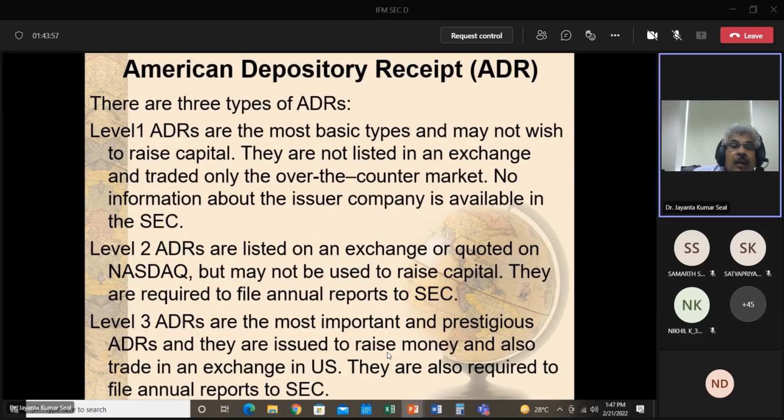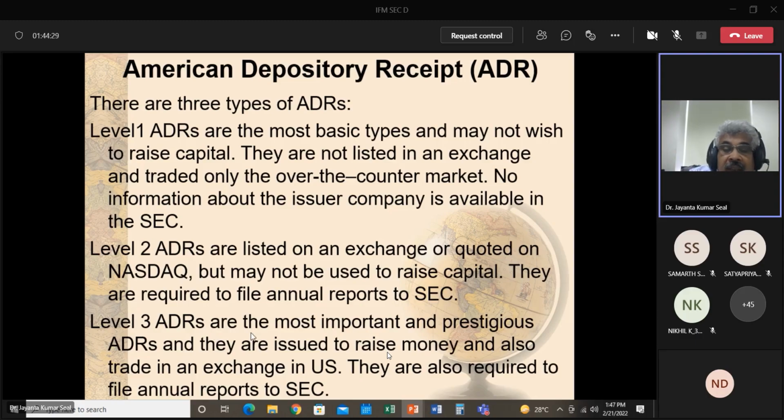Level 1 ADRs, you just list your shares, you do not issue. They are the most basic type and may not wish to raise capital. They are not listed on an exchange and are traded only in the over the counter market. No information about the issuer companies is available with the Securities Exchange Commission. Level 2 ADRs are listed on an exchange or quoted on NASDAQ, but may not be used to raise capital. They are required to file annual reports to the Securities Exchange Commission.